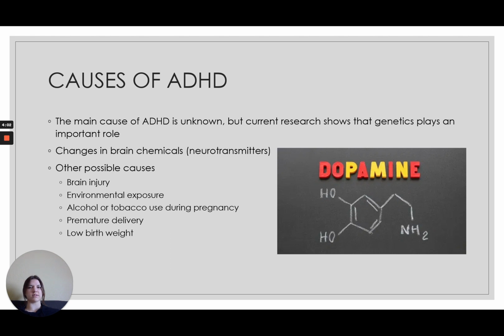Other possible causes of ADHD include brain injury, environmental exposure, so if you're exposed to lead during pregnancy or as a child, alcohol or tobacco use during pregnancy, premature delivery, or low birth weight. All of these are causes that have not been proven by scientists, but they are being researched, but they don't for sure cause ADHD.